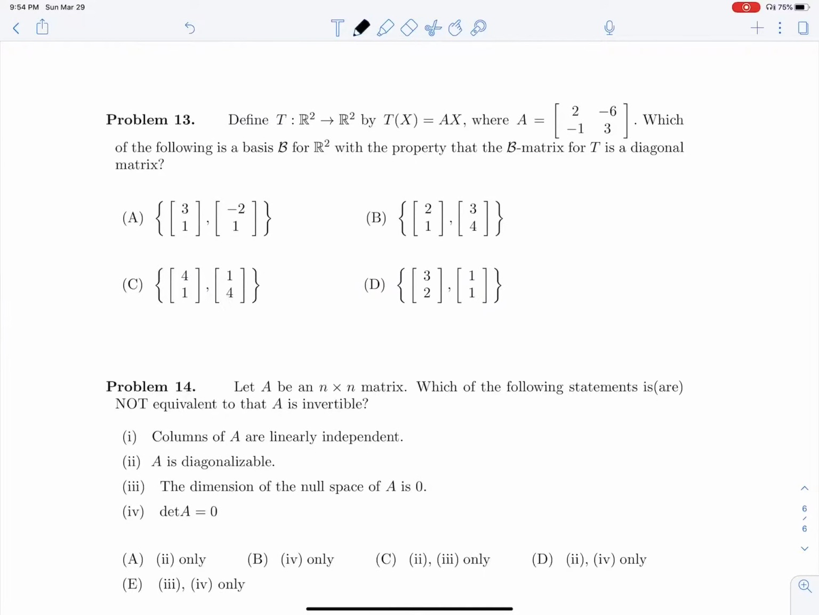Okay. Problem 13. Define a transformation from R2 to R2 by T of x equals AX, where A is given there. Which of the following is a basis for R2 with the property that the beta matrix for T is a diagonal matrix? So really this is just a roundabout way of saying solve for the eigenvectors of A.